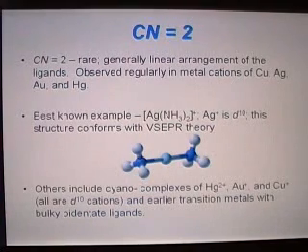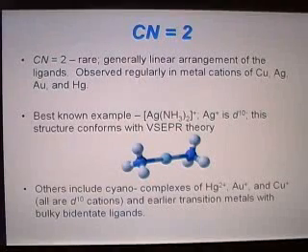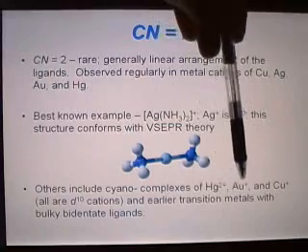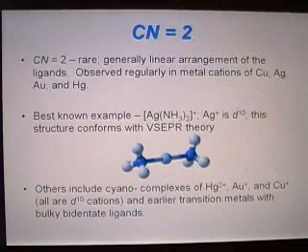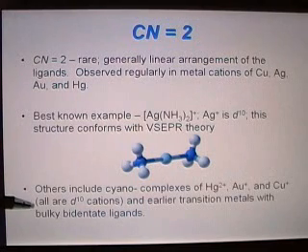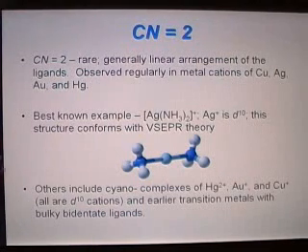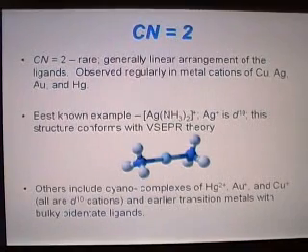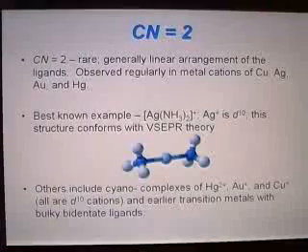Other complexes that you can find with this coordination number equal to 2 include mercury 2+, gold+, and copper+. Notice that all these metal atoms are d10 cations, and sometimes you can find these linear arrangements of ligands when you have an early transition metal with a bulky bidentate ligand.